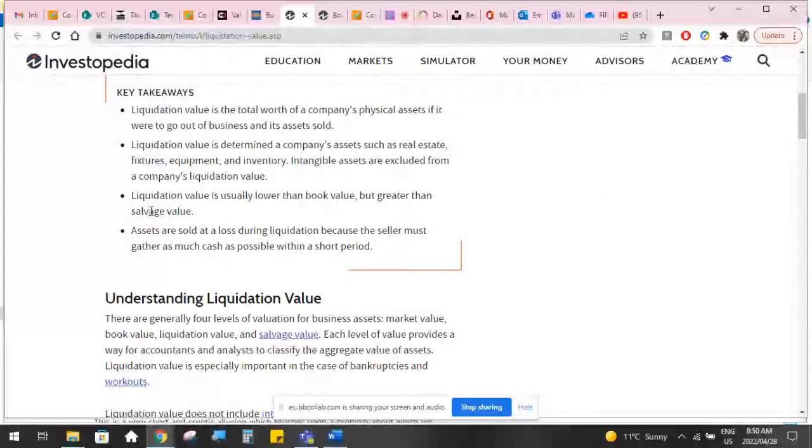Salvage value is if you had to sell goods off in like an emergency sale and you just got scrap value for them. Assets are sold at a loss during liquidation, and when we say they are sold at a loss, we mean at a loss to book value, because the seller has to gather as much cash as possible within a short period. So that means we have to take whatever we are offered for the assets when we sell them, because we're going into liquidation and we have to sell them quickly, and we've got to sell everything at once.